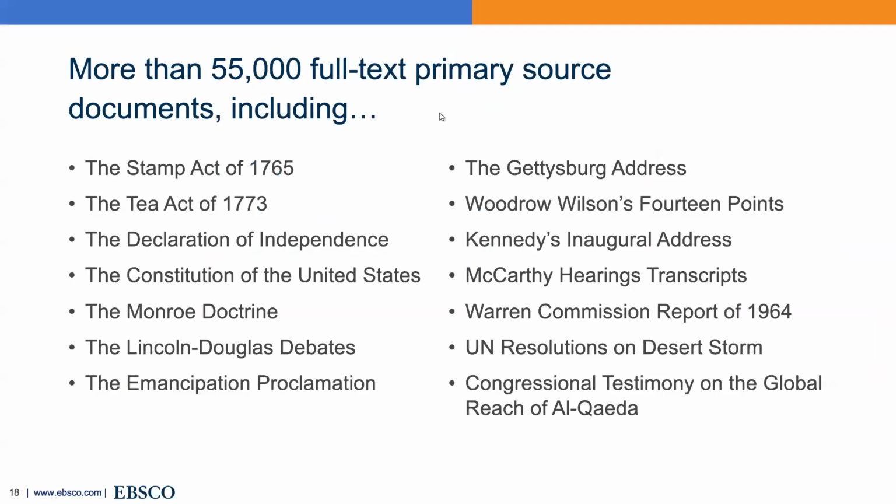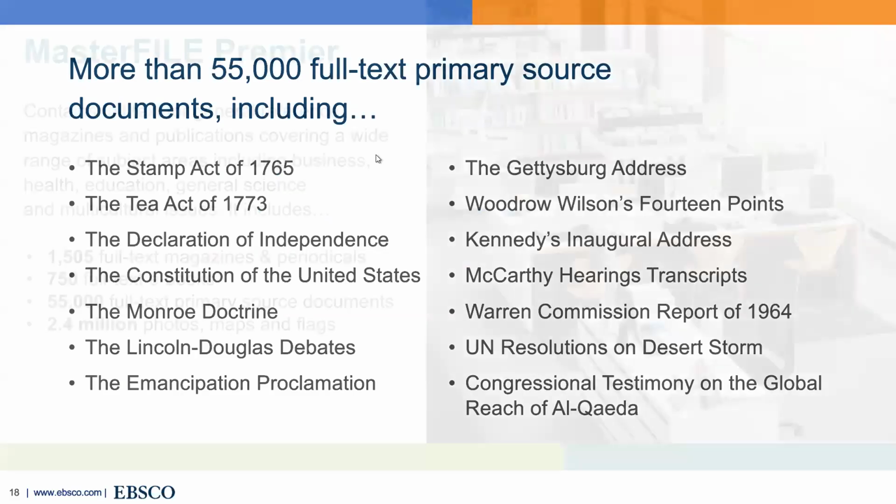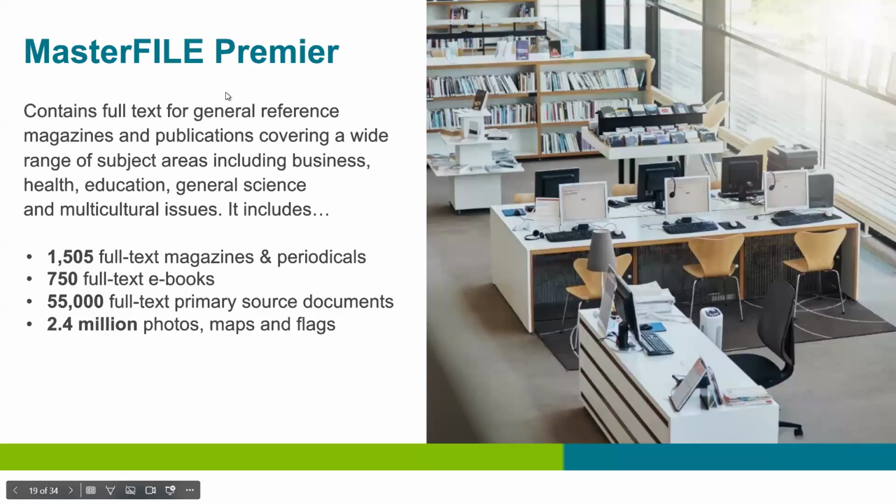And then in terms of the 55,000 full text primary source documents, we've got some important documents, including the Declaration of Independence, the Constitution, the Lincoln-Douglas debates, the McCarthy hearings, Kennedy's inaugural address, the Gettysburg Address. Moving on, Masterfile Premier contains over 1,500 full-text magazines and periodicals, over 750 full-text ebooks, those primary source documents, and over 2.4 million photos, maps, and flags, covering all subject areas, including business, health, education, general science, and multicultural issues.